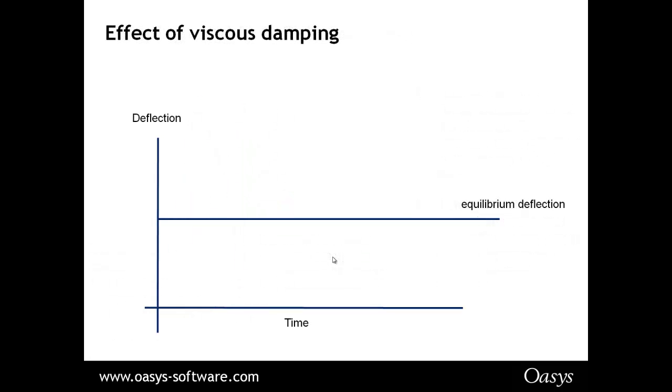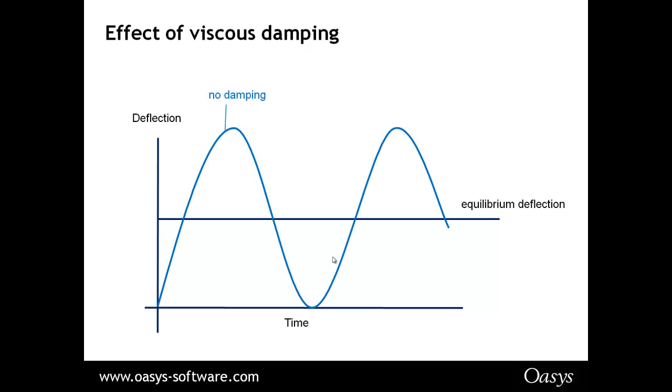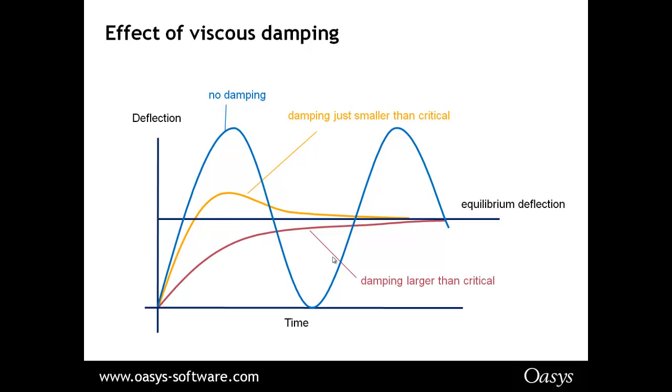Now, when it comes to viscous damping, there's a concept called critical damping. If there's no damping at all, the structure will oscillate back and forth forever over time. Critical damping is just the right amount of damping to find the answer quickest. If you have just a little bit less than critical damping, the deflection will overshoot and then gradually come back to the equilibrium position. And likewise, if the damping is larger than critical, it won't overshoot, it will just take longer to reach the point.